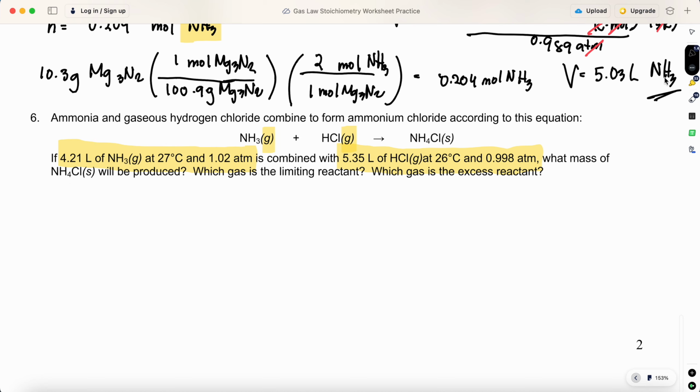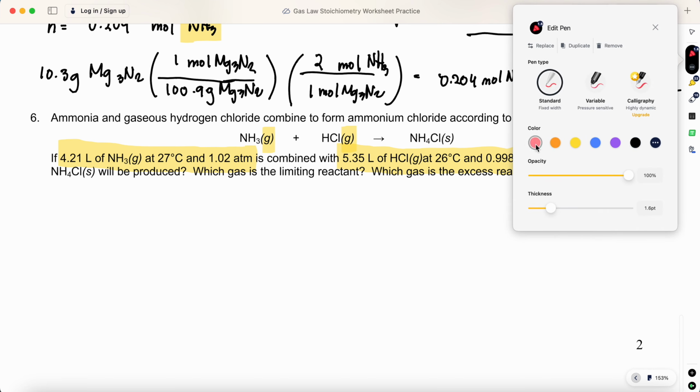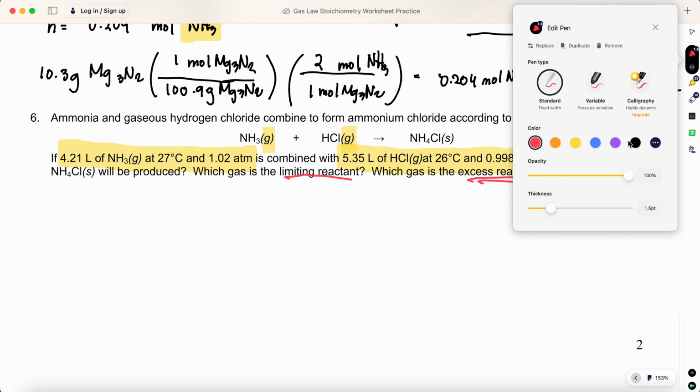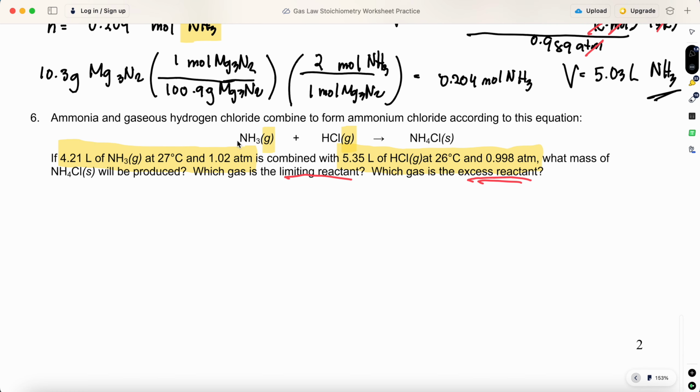And notice here that there's a limiting reactant, which I'll explain later, and an excess reactant. So what we need to do first is balance the equation. So this is 1, 1, 1. This is already balanced. And write our given. So we have two gases actually. We have NH3 and HCl.